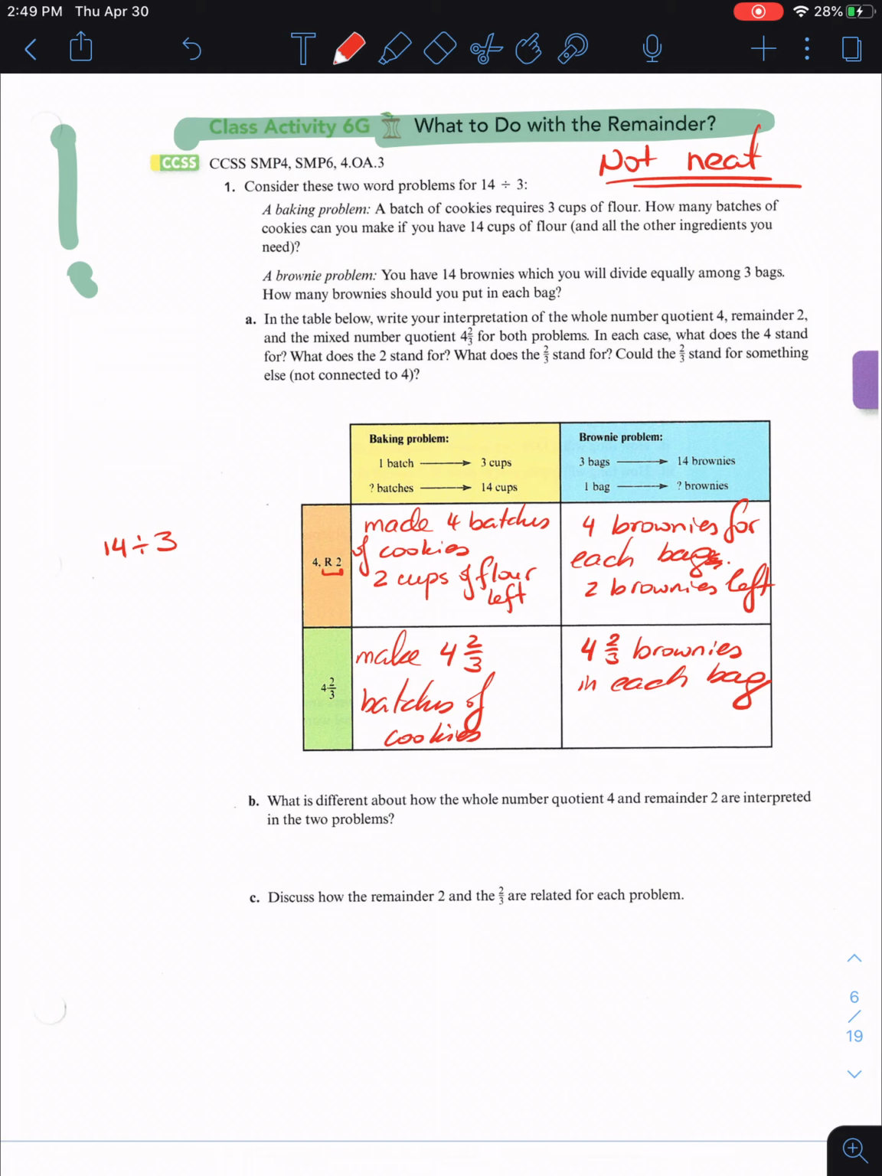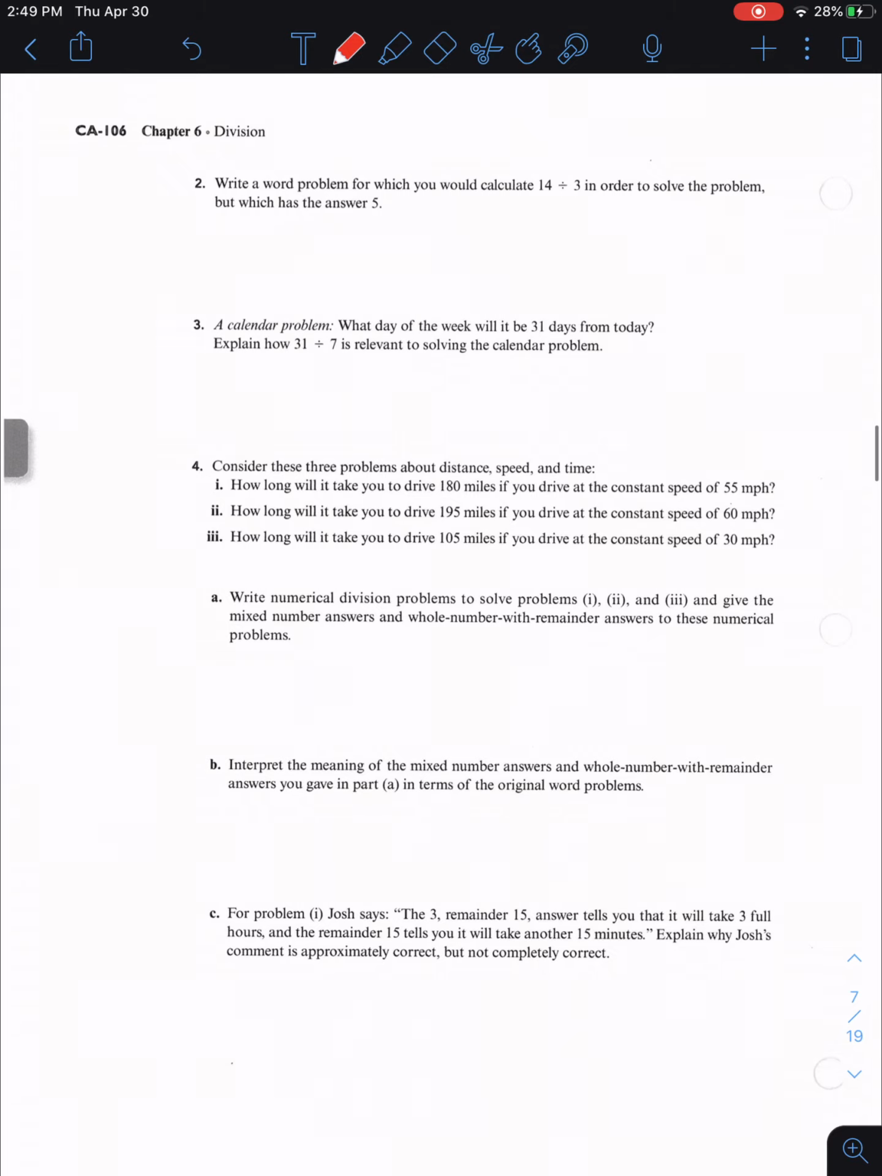But it's a good idea for you to be able to write these out in words so that you can formulate them in a more careful way. So number 2 says, write a problem for which you would calculate 14 divided by 3 in order to solve the problem, but for which the answer is 5. Oh, interesting.